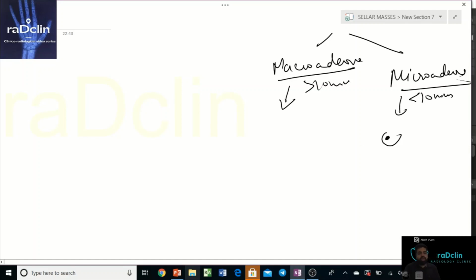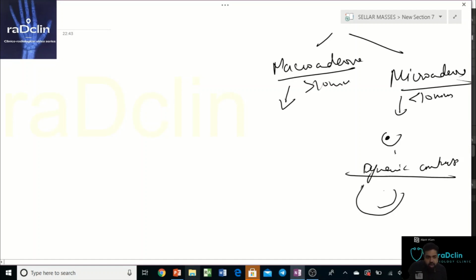So how to pick it? For this, we employ a dynamic contrast sequence. Microadenomas have a property that they show delayed enhancement. The rest of the pituitary enhances earlier. However, the microadenoma does not show that enhancement. It shows a delayed enhancement. It will be hypo-enhancing on the initial scans of the dynamic sequence. So this is by which we can differentiate a microadenoma from the normal pituitary gland.